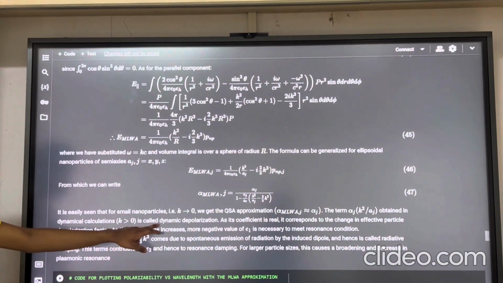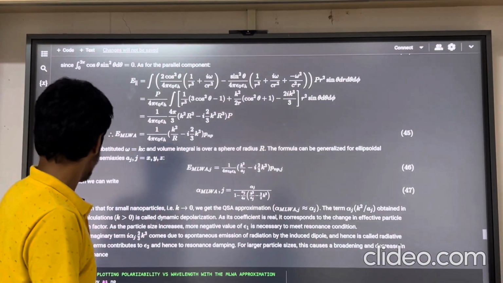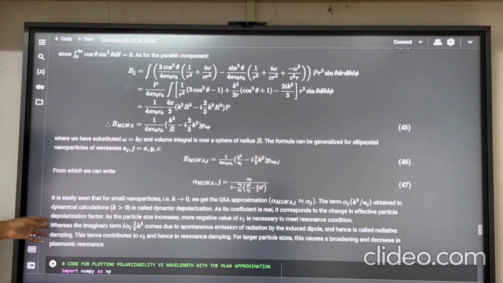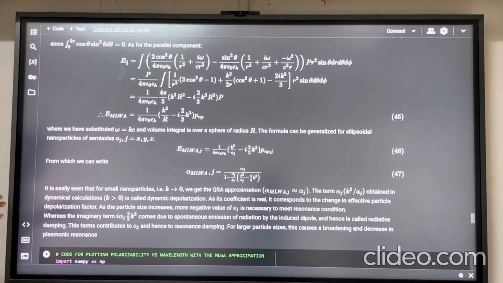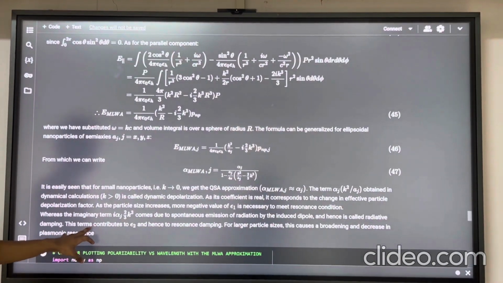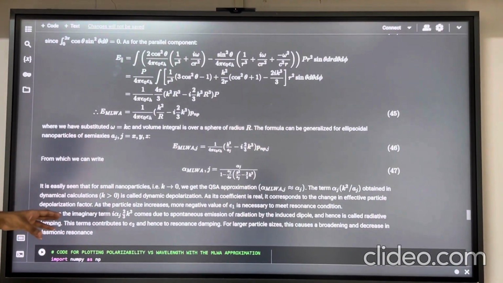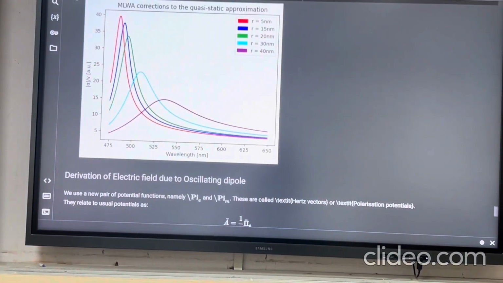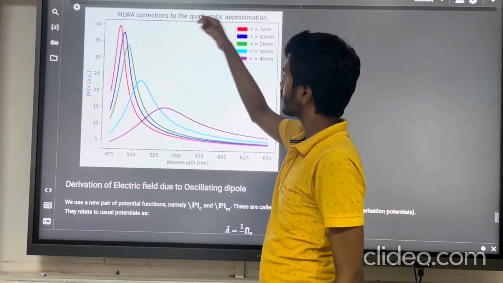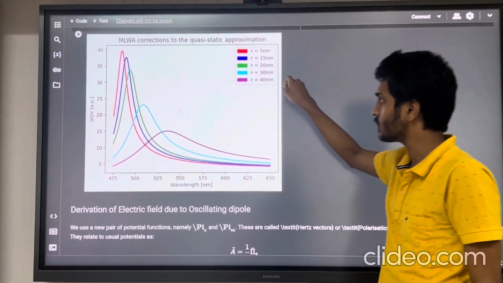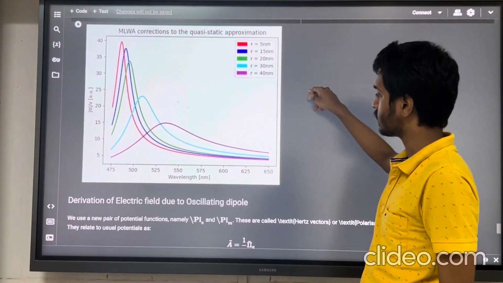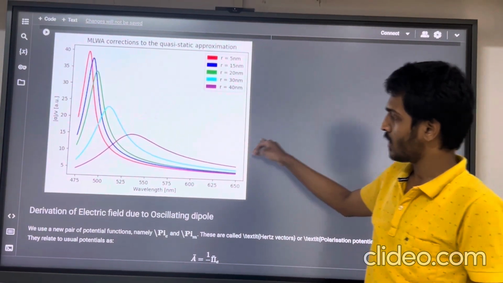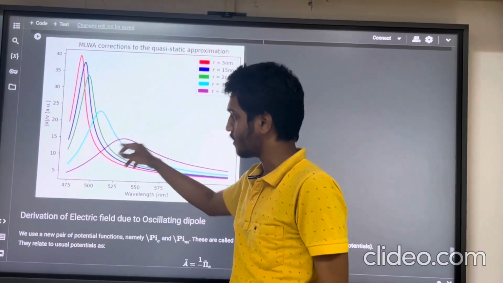So the real part is called the dynamic depolarization, and since its coefficient is real, it will correspond to the effective depolarization factor. And the imaginary part comes due to spontaneous emission of radiation, and this part is called radiative damping. So we'll plot these MLWA corrections to the quasi-static approximation for a few values of radius. So here we can see that as radius increases, first of all the height of the peak decreases and the polarizability broadens.